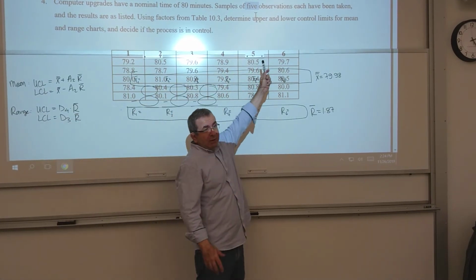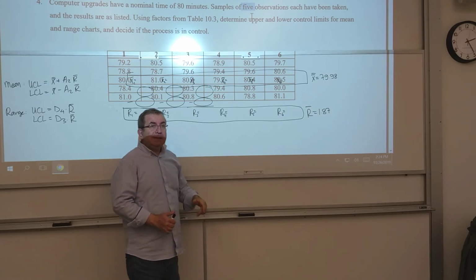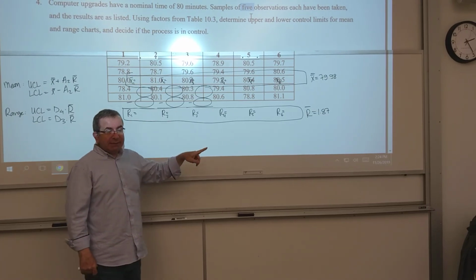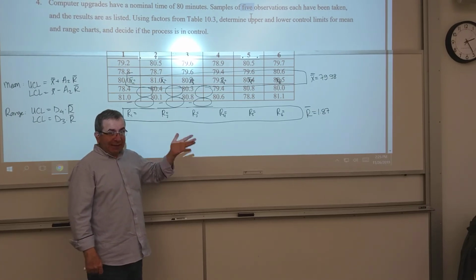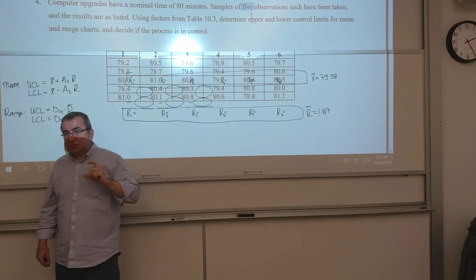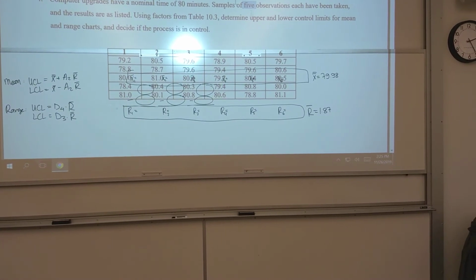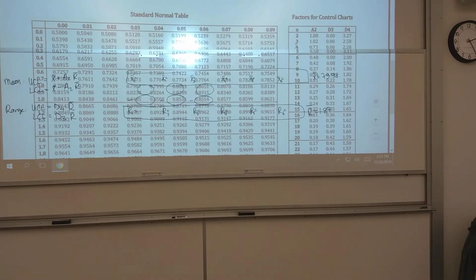Why? Because there are 5 observations in each sample. Sample size is not 6. Sample size is 5 because there are 5 observations in each sample. So we look up the table here, we find 5.